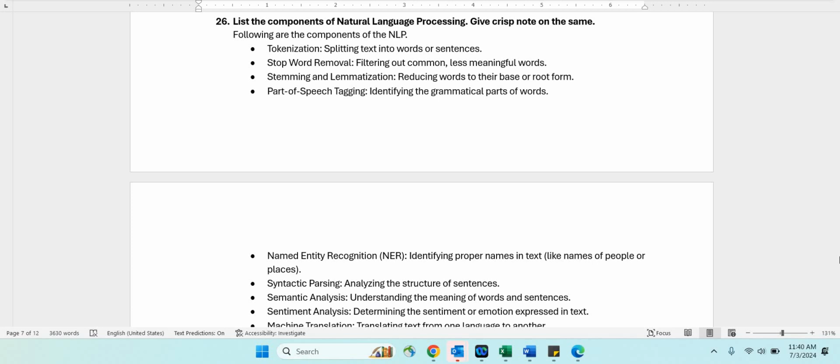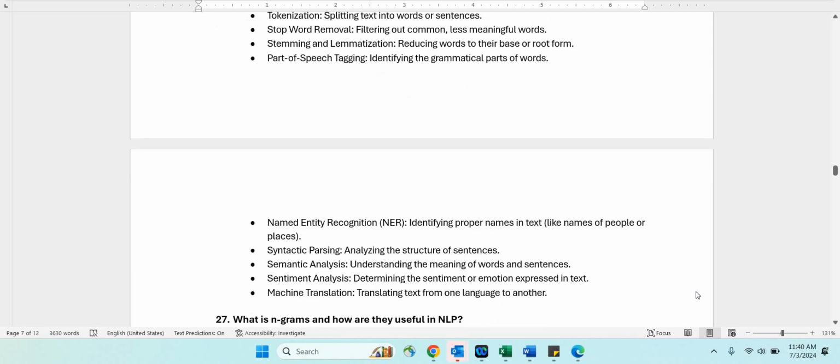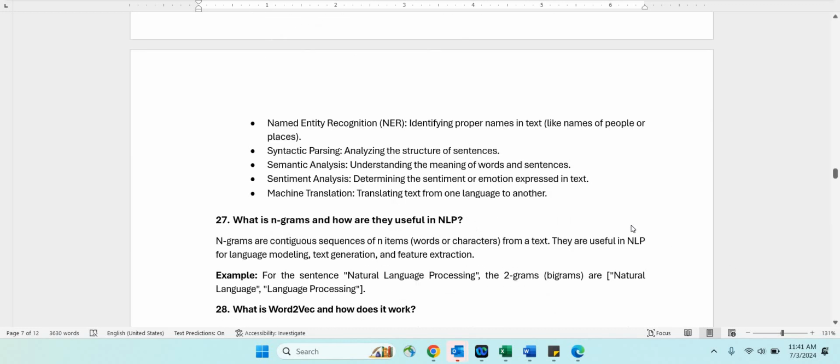Named entity recognition helps you in identifying proper names in the text, like the names of the people or the city or the places. Syntactic parsing, analyzing the structure of the sentences, can be done by this. Semantic parsing, we can understand the meaning of the words and sentences. Sentiment analysis, you can determine the sentiment or emotion expressed in the text. Machine translation, translating the text from one language to another, can happen here. It's as simple as that.